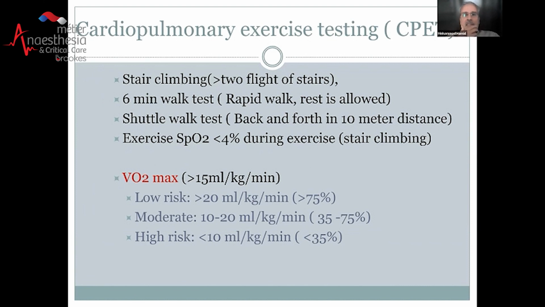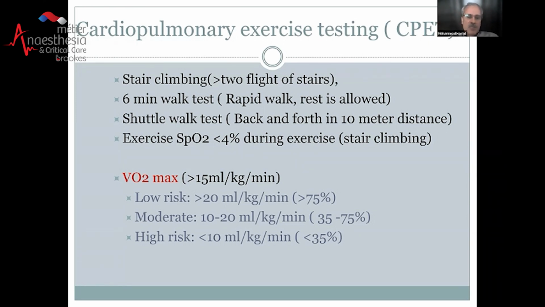So other cardiopulmonary tests are the stair climbing test. You will ask the patient to climb about 2 flights of stairs and look whether he can achieve that or not. 6-minute walk test, rapid walk for about 6 minutes, but rest is allowed in this one. Shuttle walk test, back and forth in a 10-meter distance. And also you apply a pulse oximeter to a patient and ask him to climb a stair. If there's a drop of more than 4% saturation, then it means the patient has some issue and needs further testing.